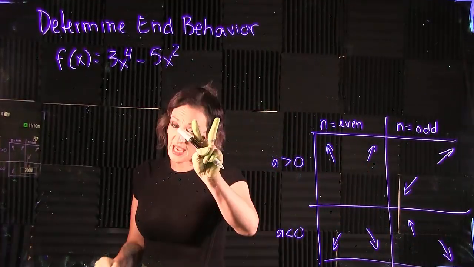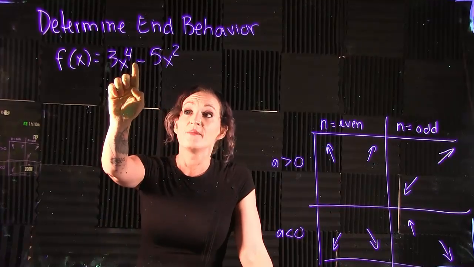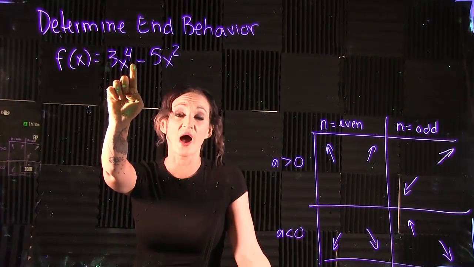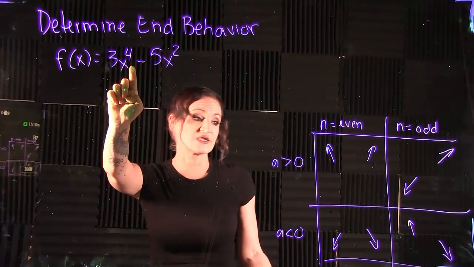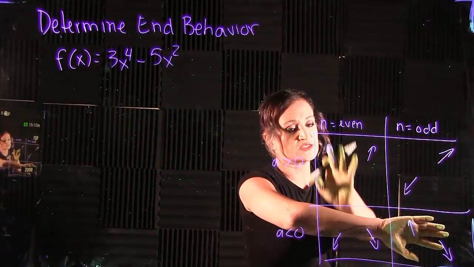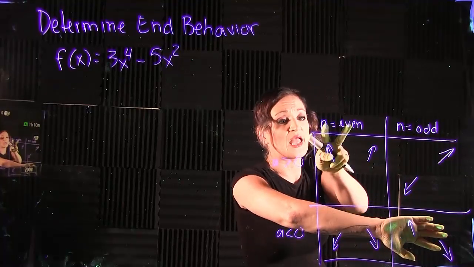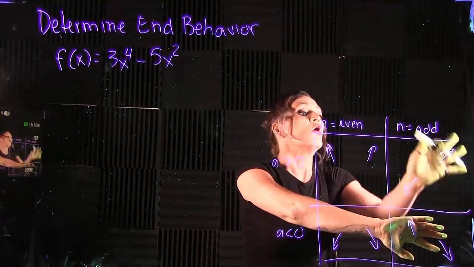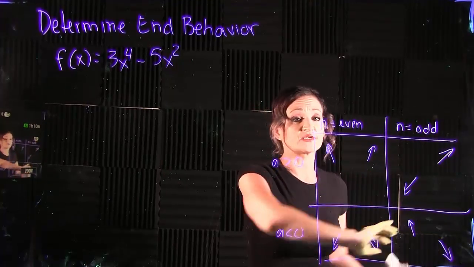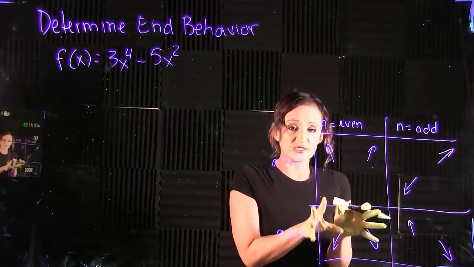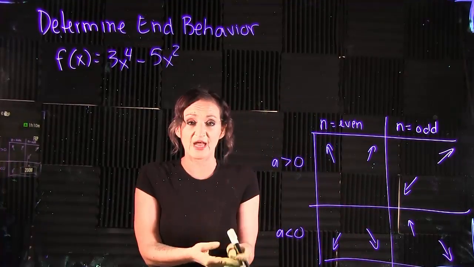The second thing you need to pay attention to is the degree, your highest power. Is that an even number or an odd number? If it's an even number, we're going to look at the first row, first column, when n is even and a is positive. Over here would be if our exponent is an odd number and it's positive. Otherwise, taking a look at this little graph, it tells us the end behavior of our graph.